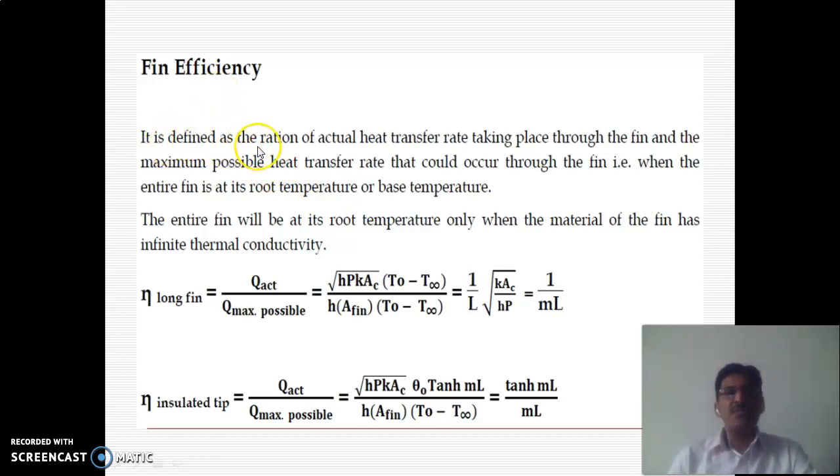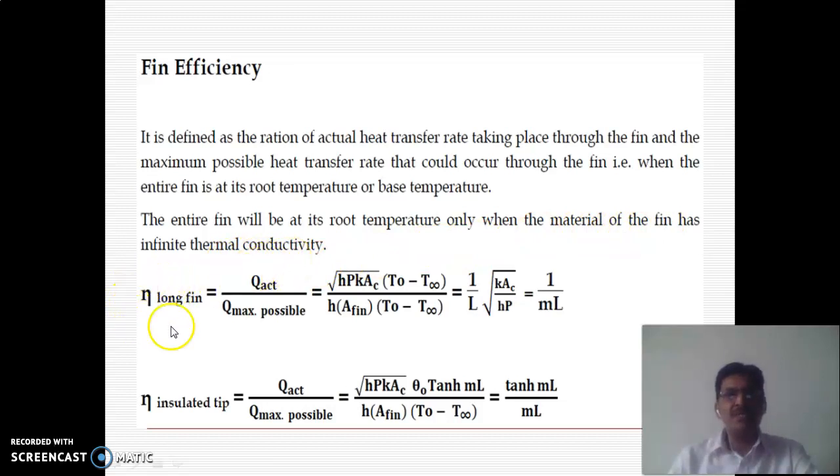It is defined as the ratio of the actual heat transfer rate taking place through the fin and the maximum possible heat transfer rate that could occur through the fin. That means when the entire fin is at its root temperature or base temperature. So here you can see that the entire fin will be at its root temperature only when the material of the fin has infinite thermal conductivity.